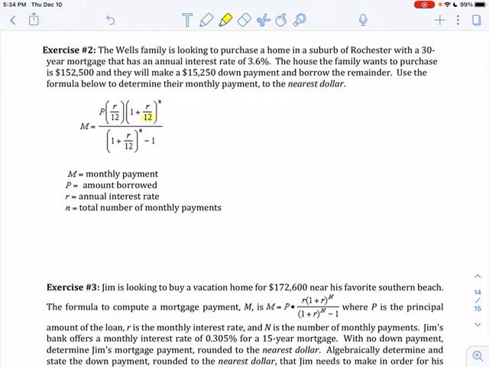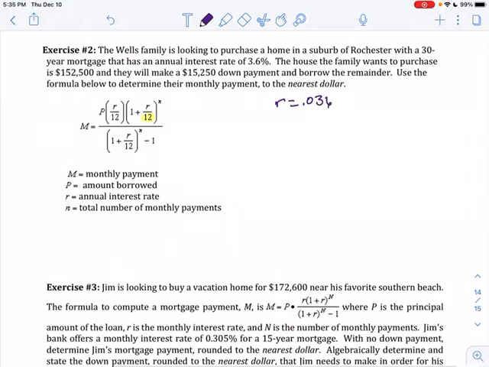M is the monthly payment, P is the amount borrowed, R is the annual interest rate, and N is the total number of payments. So the Wells family has a 30-year mortgage, okay? It has an annual interest rate of 3.6%, so that's my rate. That's 0.036 is my rate.